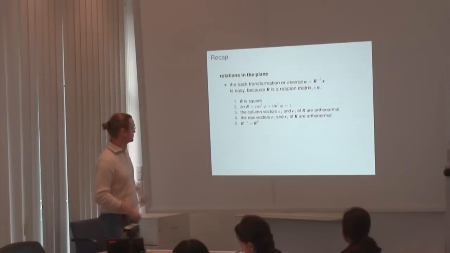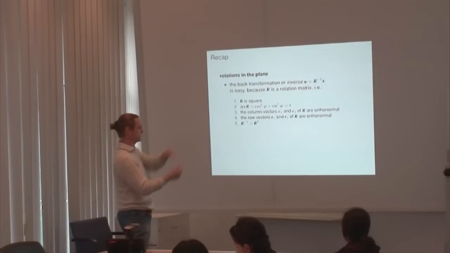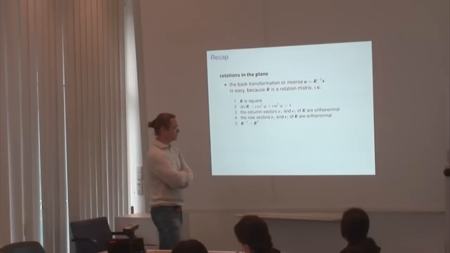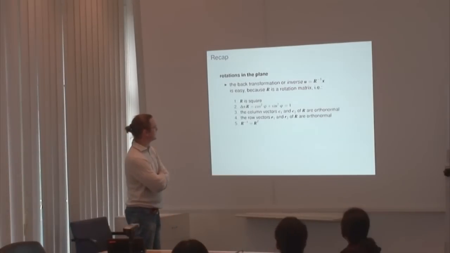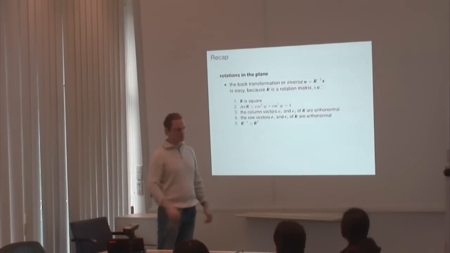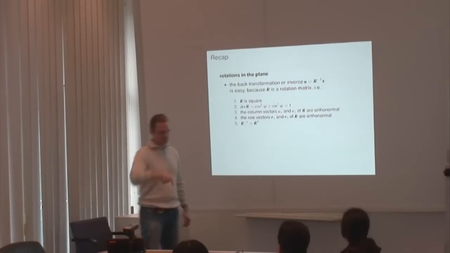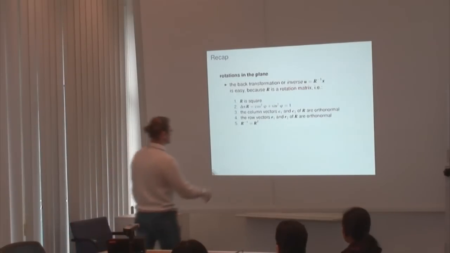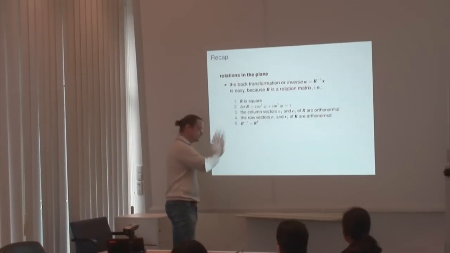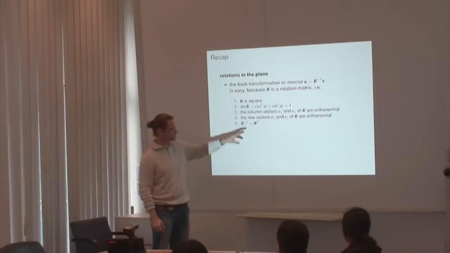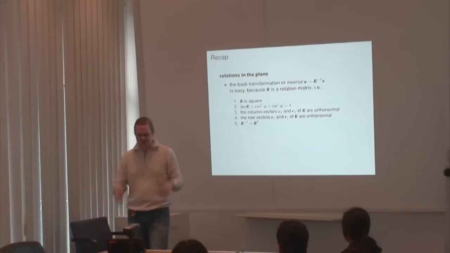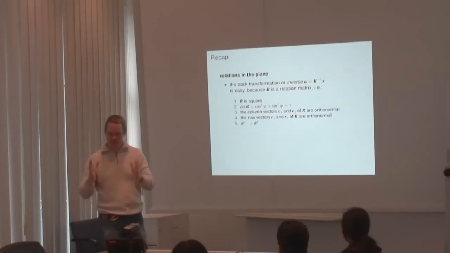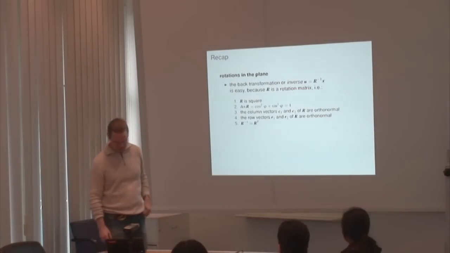The same applies to the rows. Let's call them R1 and R2 in this case. They are also orthonormal. And yeah, because it's a rotation, the back transformation is just transposing the matrix. And I said, be very careful. Do not assume, just because it appears on this slide, that the inverse of a matrix equals the transpose. This is of course not true in general, but for rotation matrices it is.